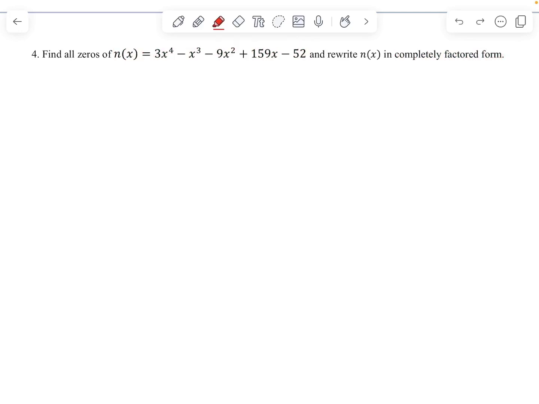I'm going to start by identifying the degree of n of x because that will tell us how many zeros n of x has. The degree of n of x is 4. So by the fundamental theorem of algebra, n of x has 4 complex zeros. So I'm going to start by finding the rational zeros of n of x.